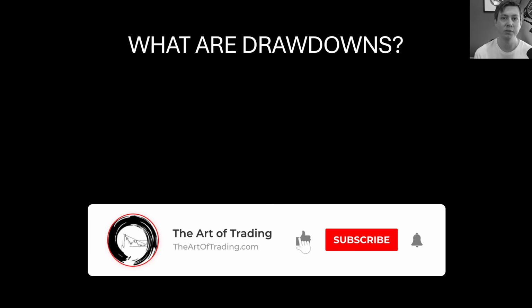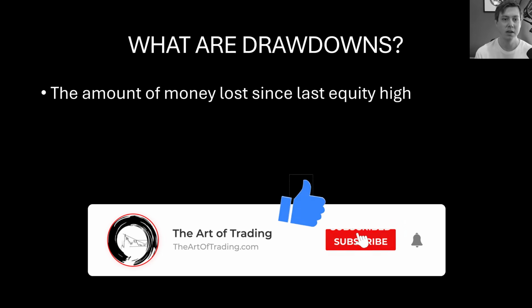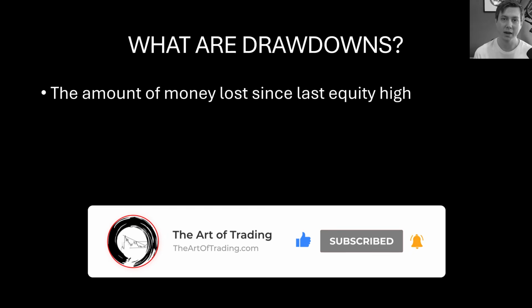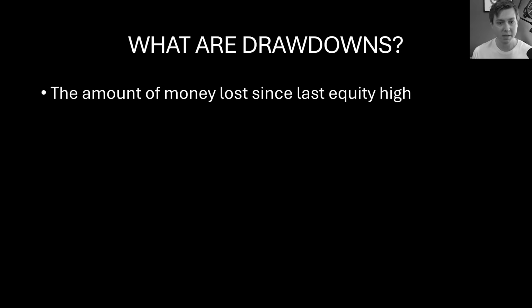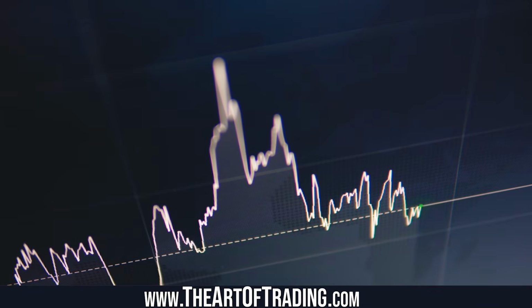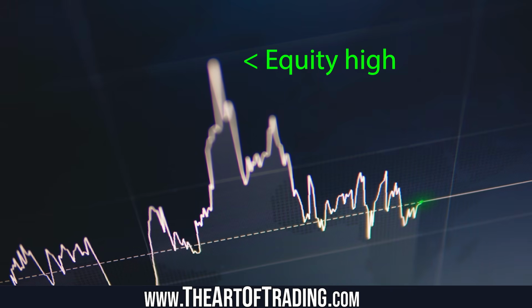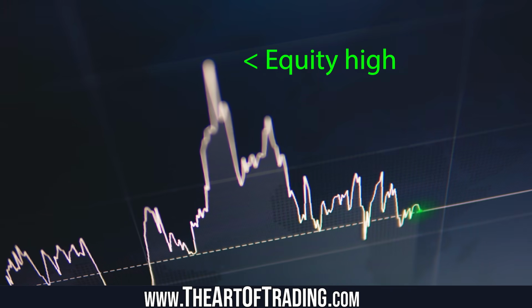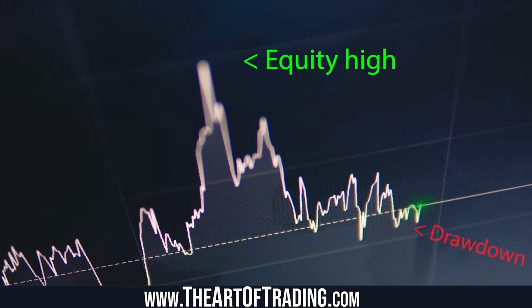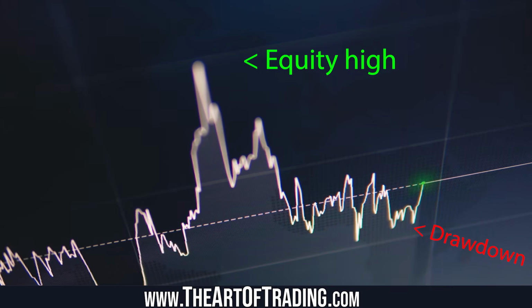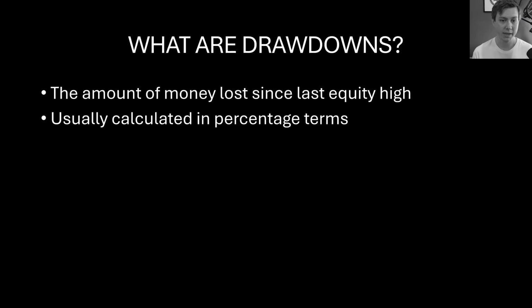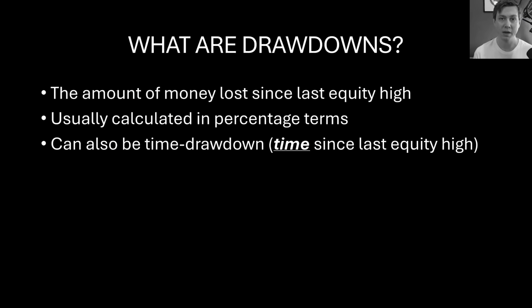But first of all, for the beginner traders out there who are new to trading, let's cover what drawdowns actually are by definition. Drawdowns are the amount of money you've lost since your last equity high. So equity high is just a fancy word for the most amount of money your system ever made. As soon as you start losing money, that is considered drawdown. It's usually calculated in percentage terms of your account balance, and it can also be time-based.